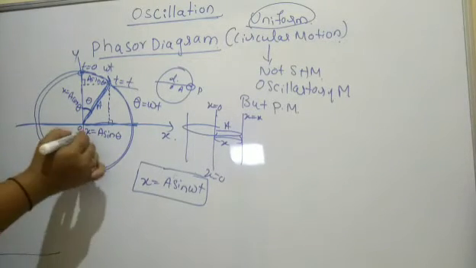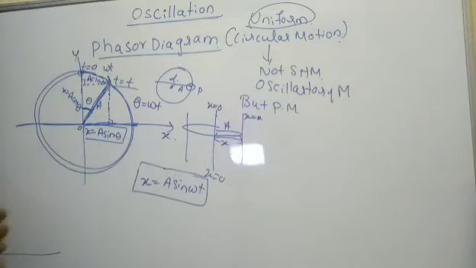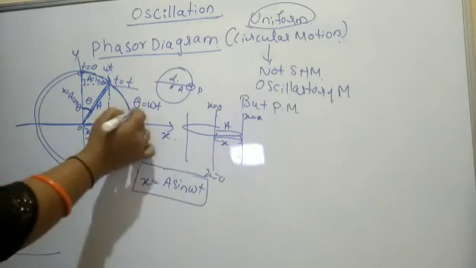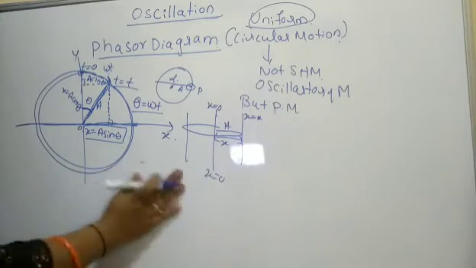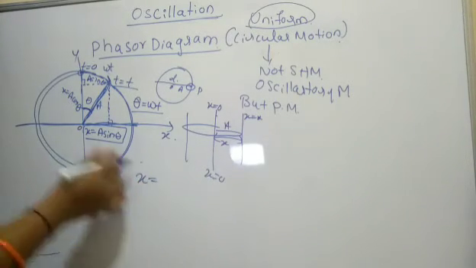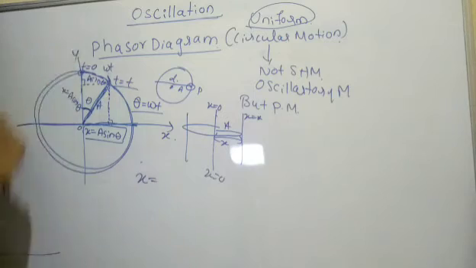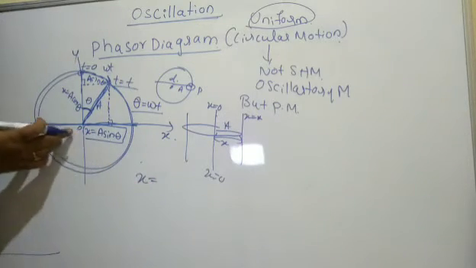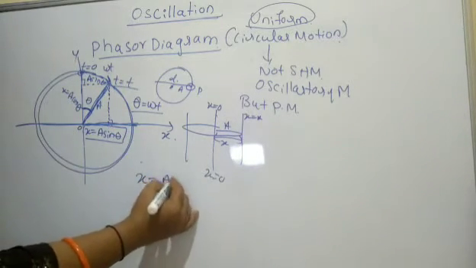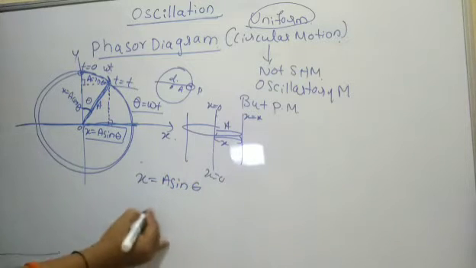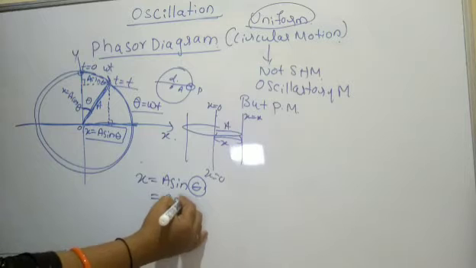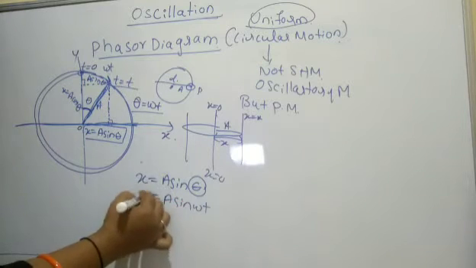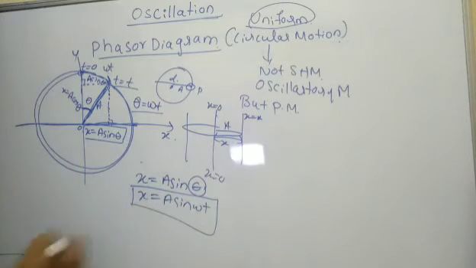So x is equal to a sine theta here, where theta is equal to what? Omega t. Where theta is equal to what here? Omega t. So projection of a particle executing the uniform circular motion on a diameter is a sine theta here, where theta is equal to omega t. So a sine omega t. So x is equal to a sine omega t.